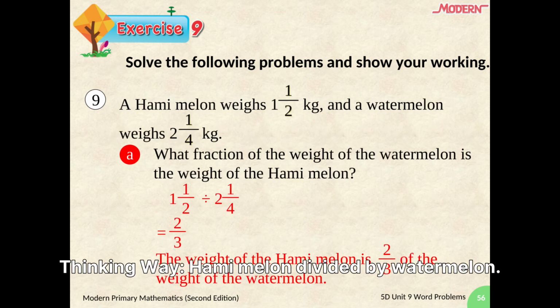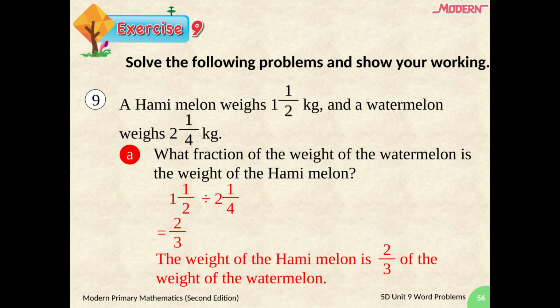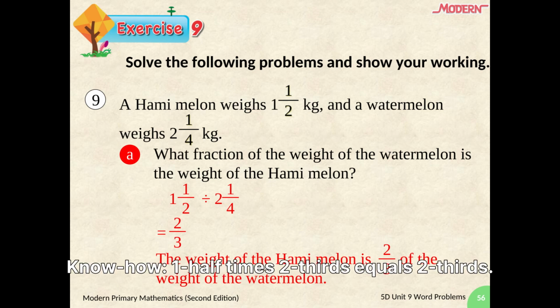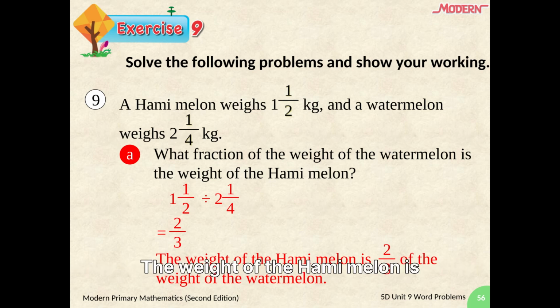Thinking way. Hammy melon divided by watermelon. 1 1/2 divided by 2 1/4. Step 1. Convert both mixed numbers to improper fractions. 1 1/2 is 3 halves. 2 1/4 is 9/4. So we calculate 3 halves times 4 over 9. Simplify 3 and 9, then 4 and 2. Easy math. Know-how. 1/2 times 2/3 equals 2/3. The weight of the hammy melon is 2/3 of the weight of the watermelon.